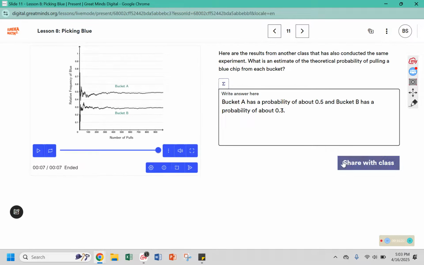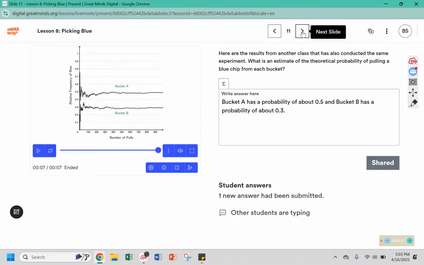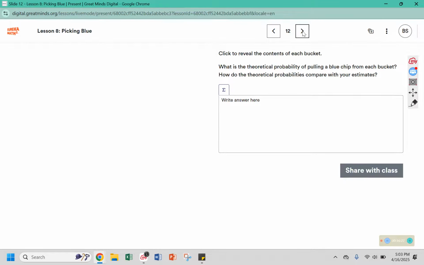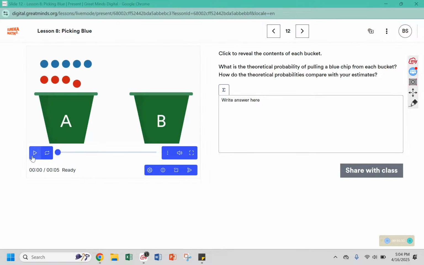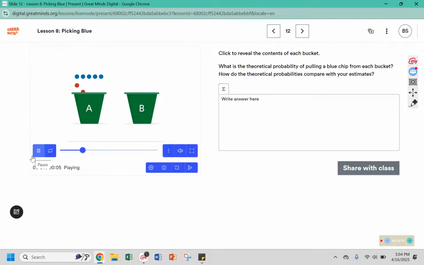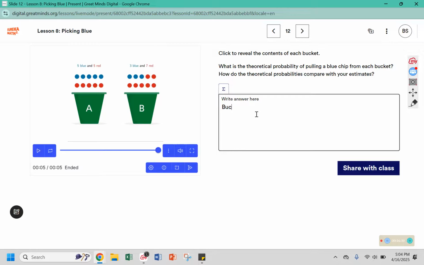Click to reveal the contents of each bucket. What is the theoretical probability of pulling a blue chip from each bucket? Bucket A would be 5 out of 10, which is 0.5. And bucket B would be 3 blues out of 10, which is 0.3.